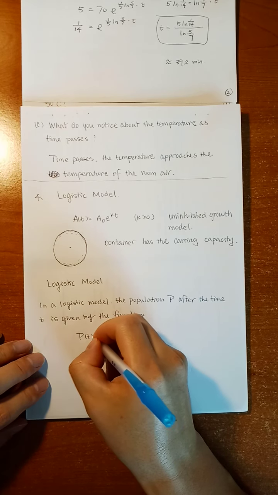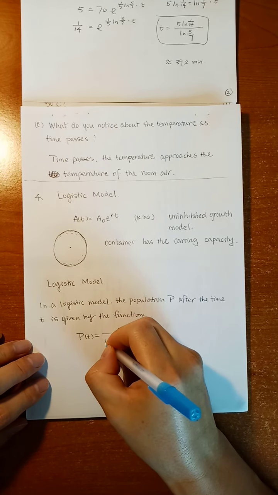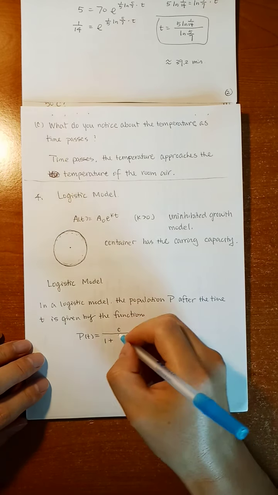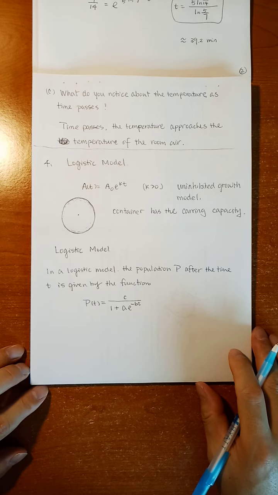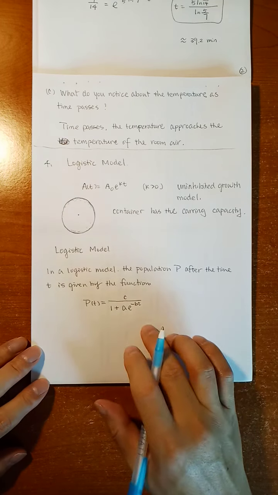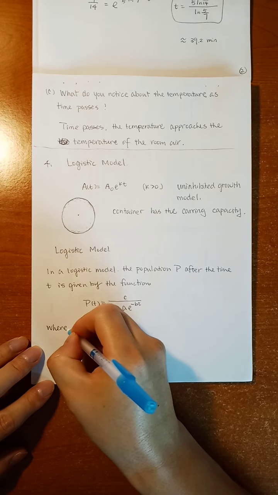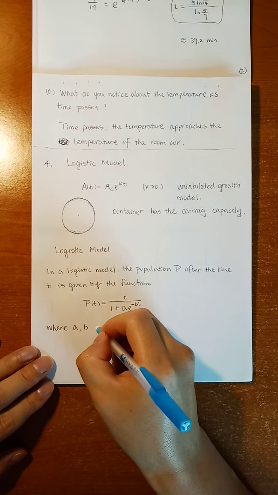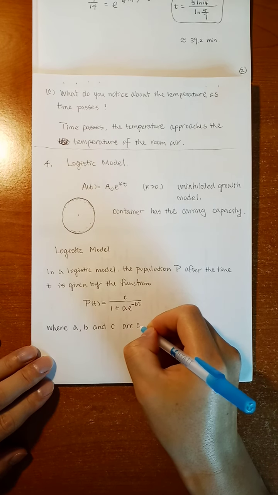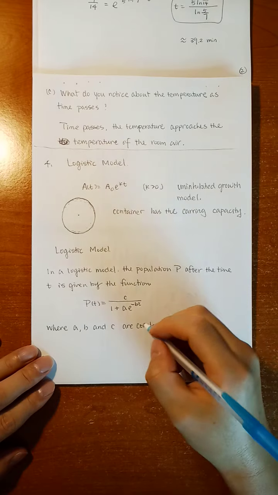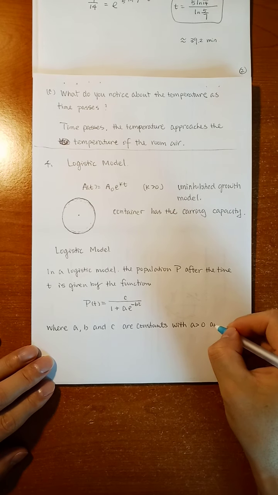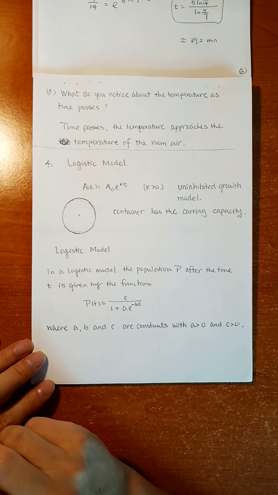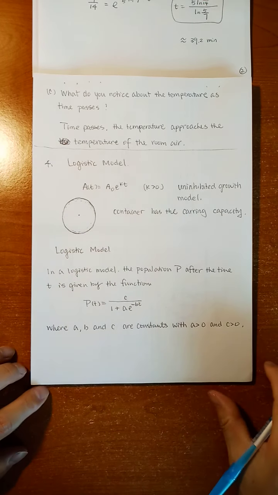P of t is equal to C over 1 plus A e to the negative bt, where A, B, and C are constants, with A greater than 0 and C greater than 0. A and C are always positive.